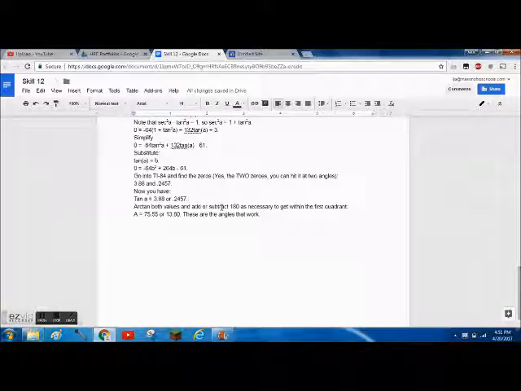Take the arctangent of both values, and add or subtract 180 as necessary to get within the first quadrant. Do whatever you need to do to get into the first quadrant with a coterminal angle. A is equal to 75.55 or 13.80. These are the angles that work.